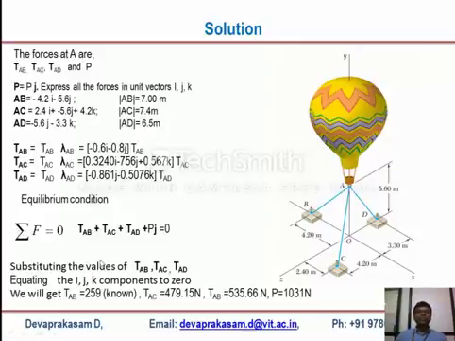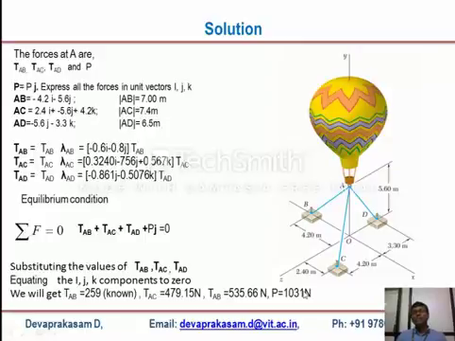So if you substitute these values TAB, TAC, TAD into the equation with the P j term, and you equate the i, j, k components to 0, you will get it, because TAB is known, TAC is 479, and this is TAD. You just understand that P is equal to 1031 Newton, 1031 Newton.